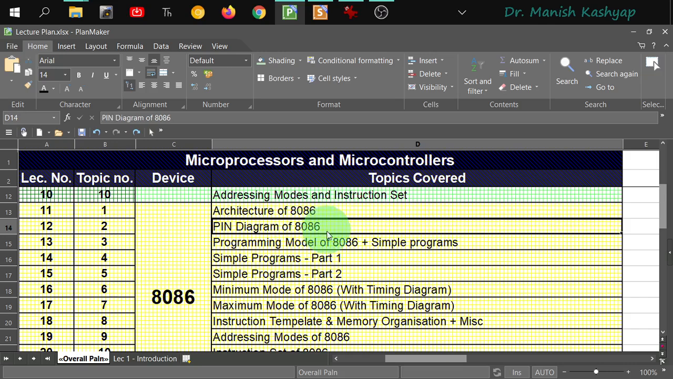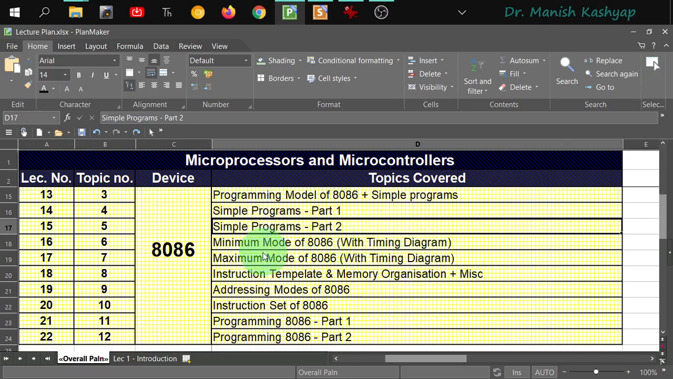We will then see the pin diagram, then the programming model. We will make some simple programs, and then we will see the minimum and maximum mode of 8086. This is something which is absent in the 8085 microprocessor. So we will first of all discuss what these modes are and what the advantages of these two modes are, right?